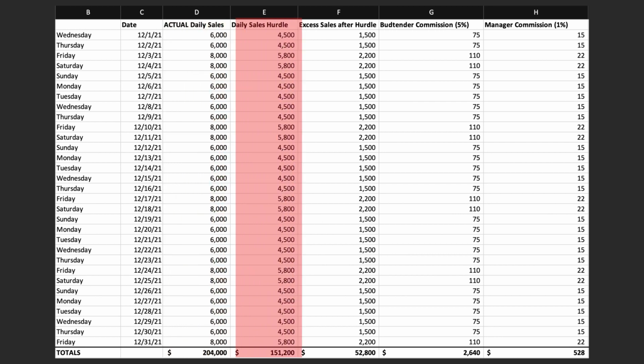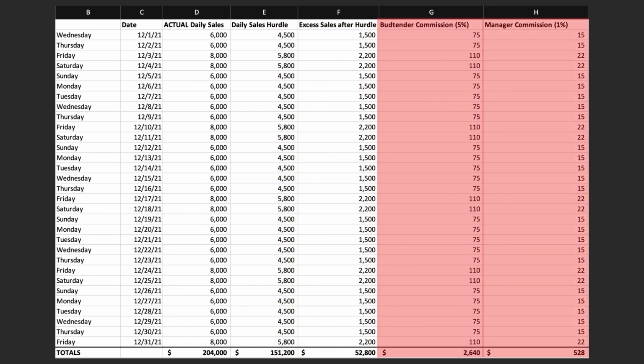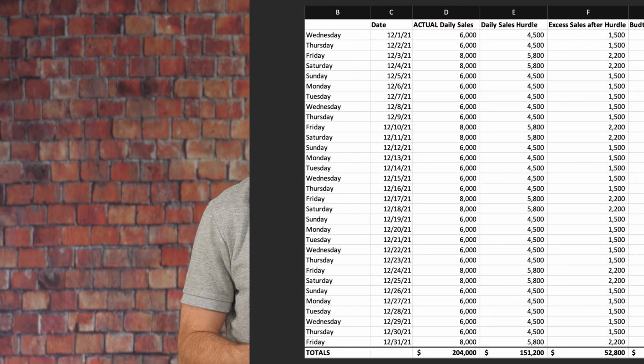In column F is the difference between the target and the actual sales figures. Column G and H are the calculated commissions, 5% for the budtenders, 1% for the managers. Now, this commission, again, is over the sales hurdle, also known as excess sales, which you can find in column F. The basic example shows the potential effects that incentivizing your staff can have on your sales and profits. So next, let's take a closer look at actually where the money goes.